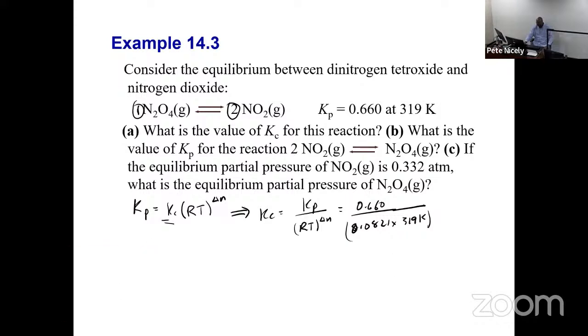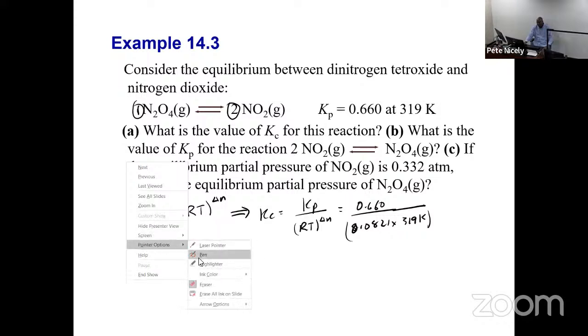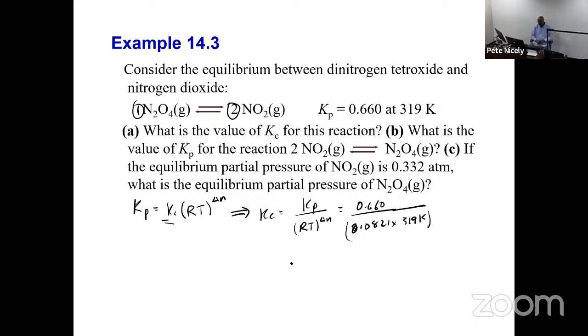So I'm just going to erase this here. Okay, so this part here is going to be 2 minus 1. And that's it. Of course, 2 minus 1 is going to be equal to 1. So let me get my calculator to work this out.